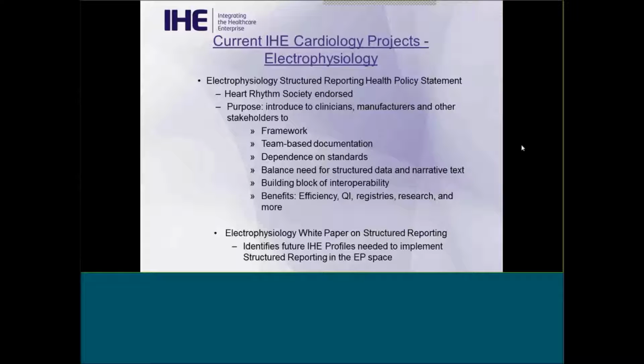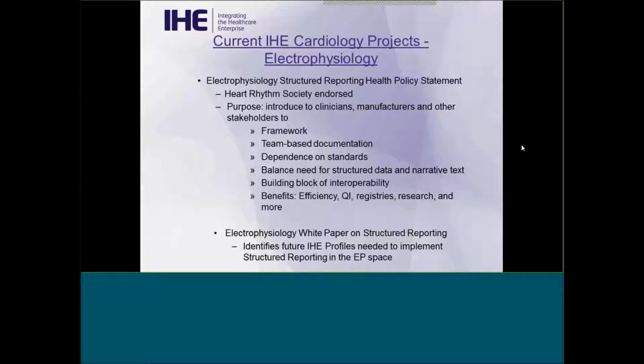Right now, we're working on two projects. One is a health policy statement supporting structured reporting, and the other is a white paper looking at the workflow for catheter ablation. And so I'd just like to talk a little bit about both of these.